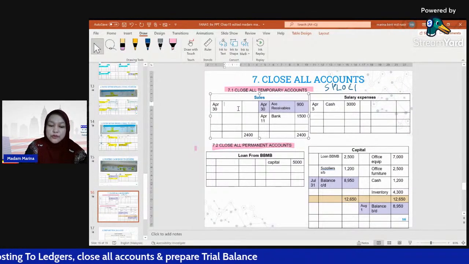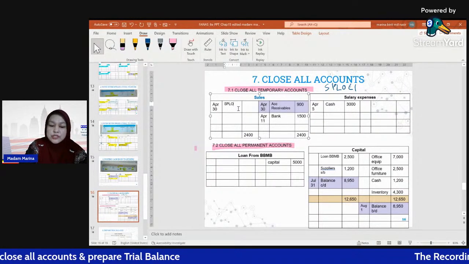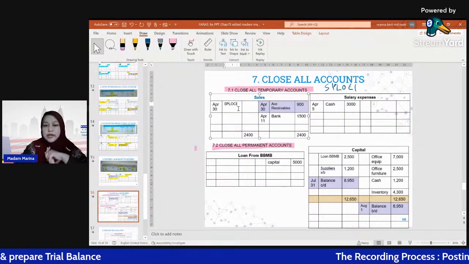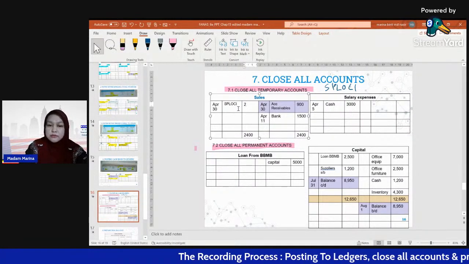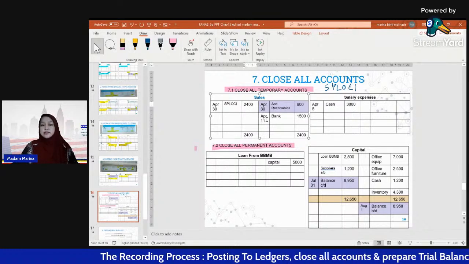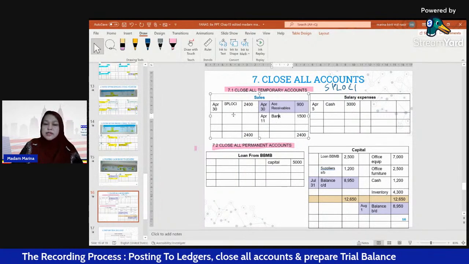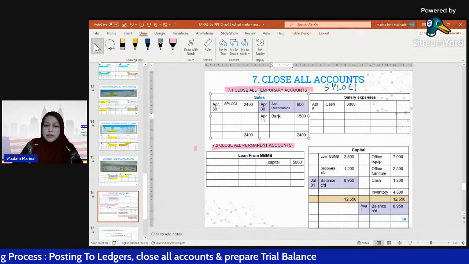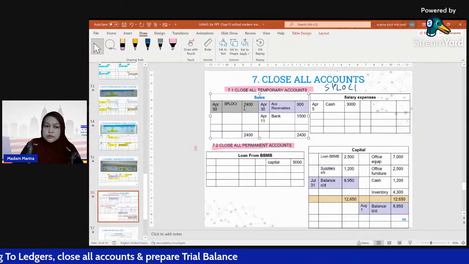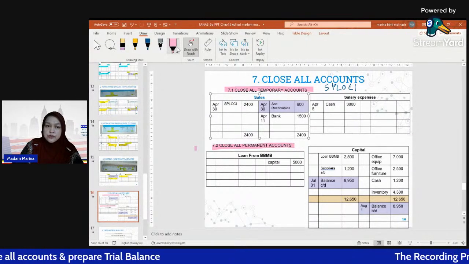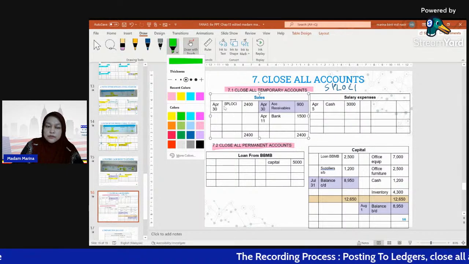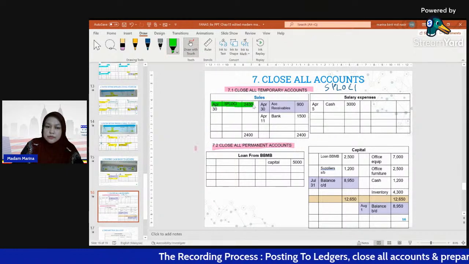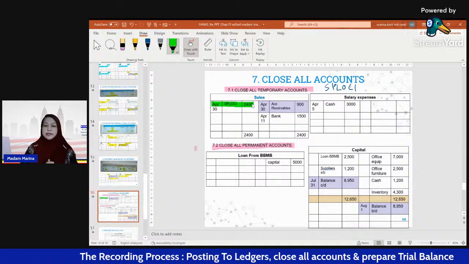So what we have to do here is flow sheet. Temporary account we close like this, flow sheet. So what is the amount? 2,400. Ni cara untuk close temporary account. Okay, so we already posted here. Okay, like this.